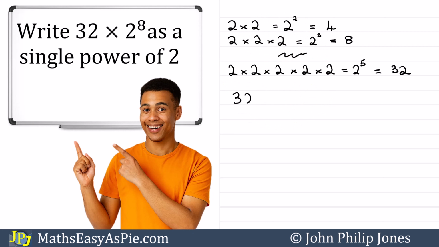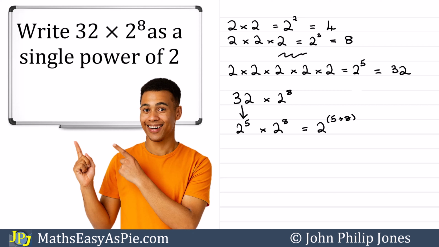I'll now write out 32 times 2 to the 8, which is in the original question. We know 32 can be written as 2 to the 5, so I'll put that here. It's then multiplied by the 2 to the 8. We can carry on by saying this is equal 2 to the power, and in the brackets you can see I've put 5 plus 8.